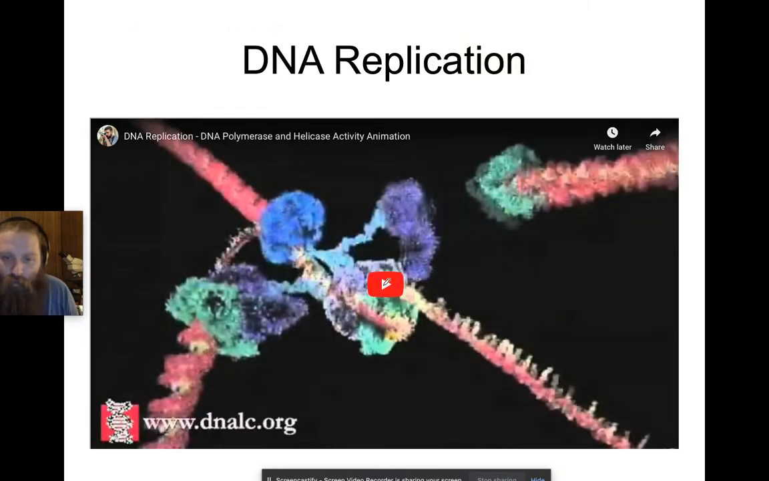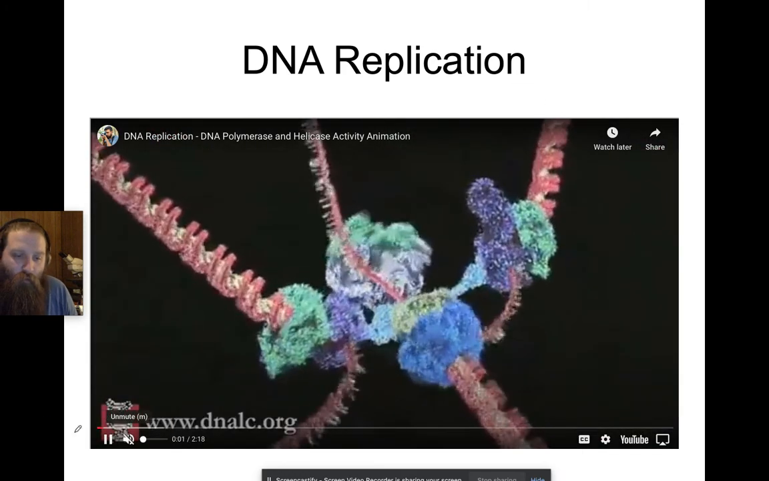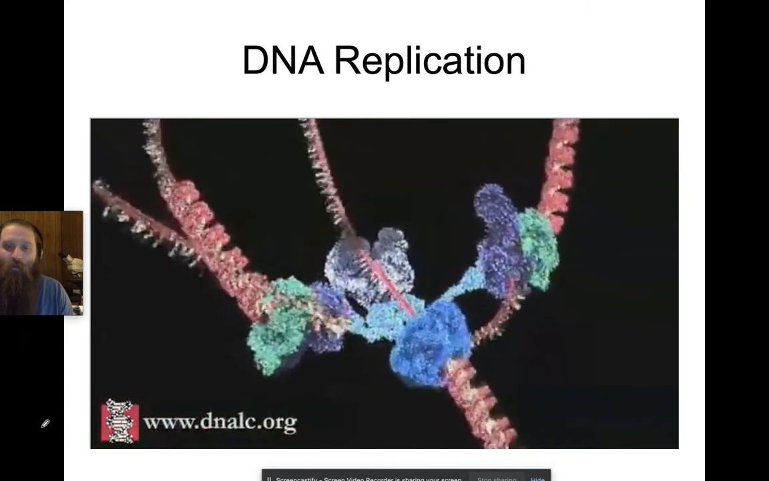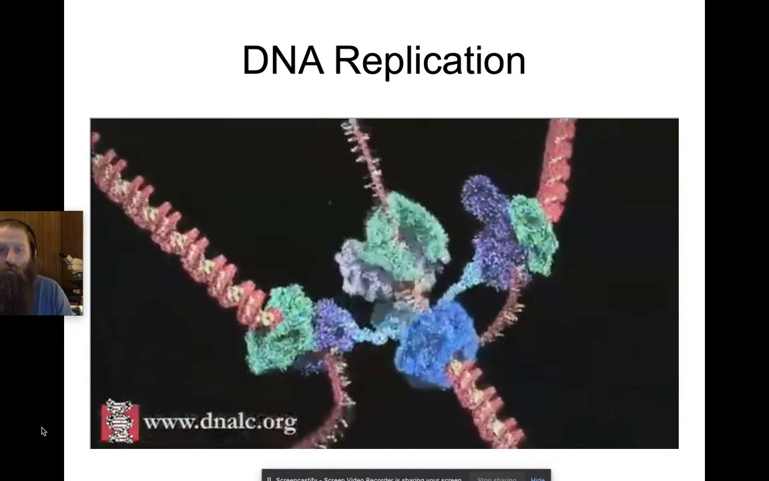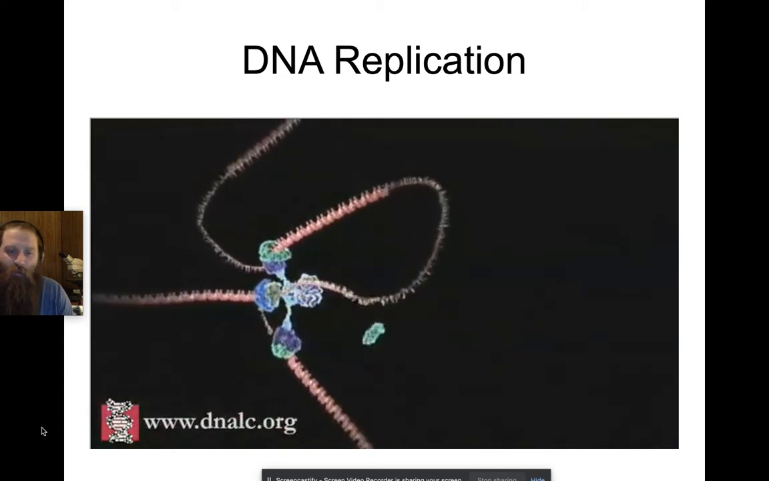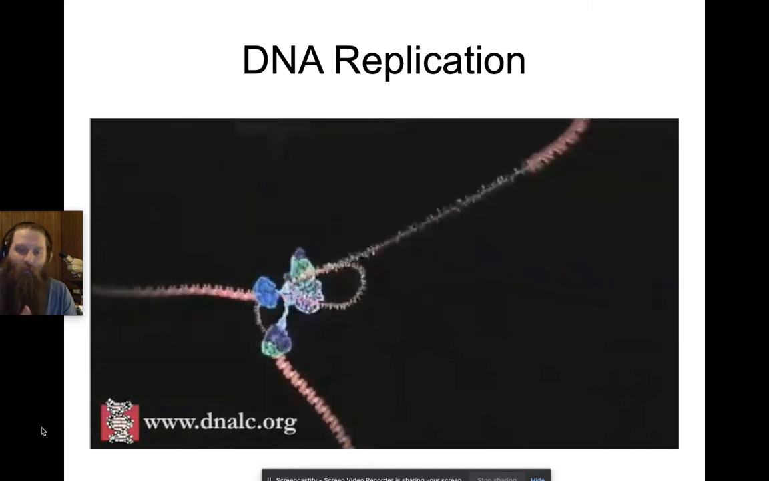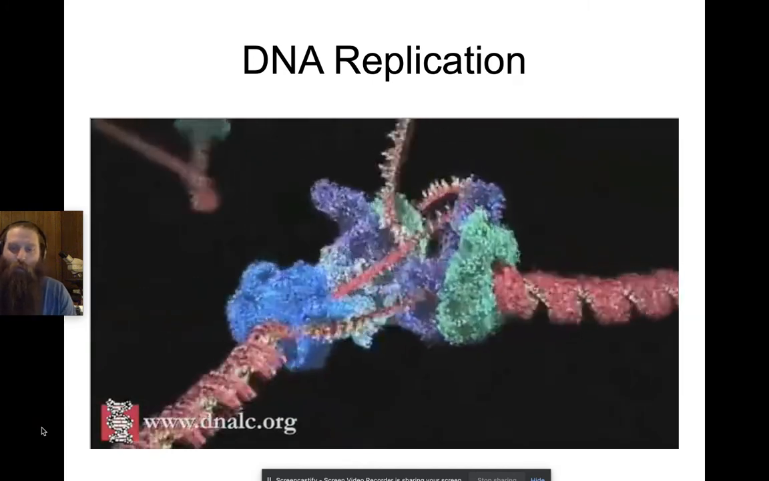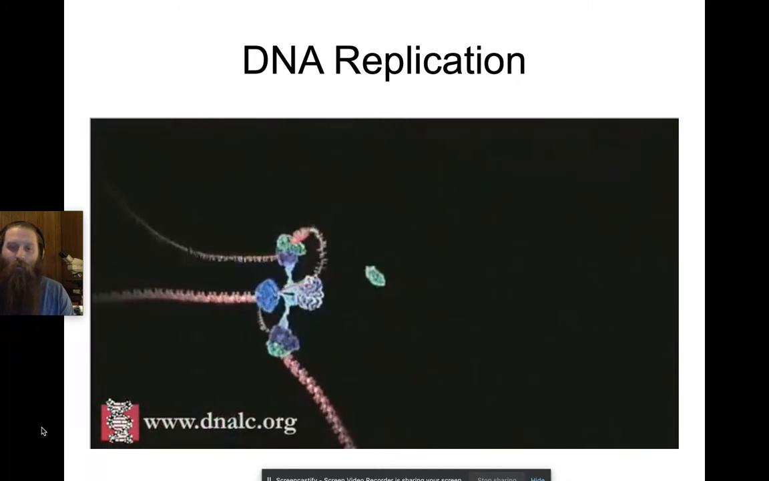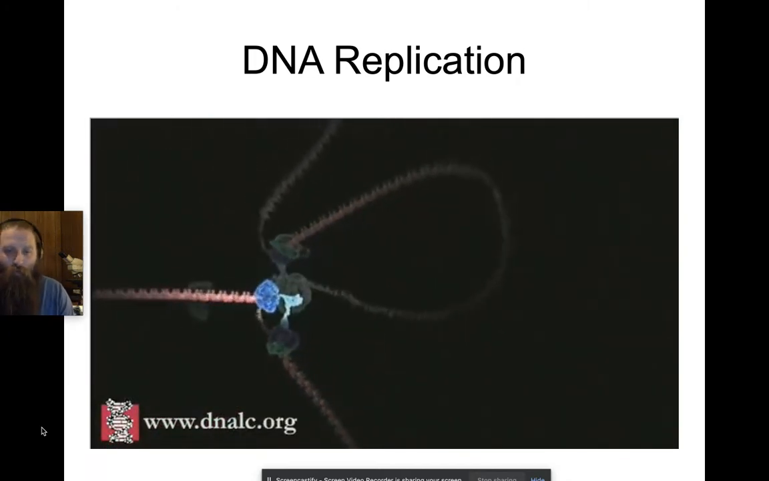Now, there's a pretty cool animation on YouTube that goes into the molecules that are involved in this. And this is what DNA replication really looks like. You have all of these different colored molecules, and they're unzipping the DNA, reading one side, and then putting together another side so that they can replicate that DNA. Obviously, this is really, really complicated when it comes down to identifying each molecular machine. We don't have to do that.